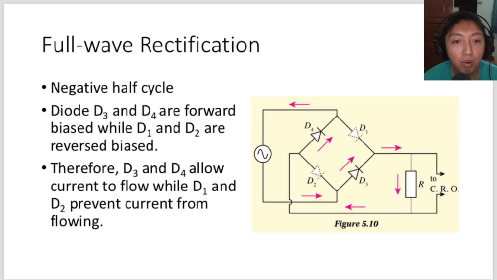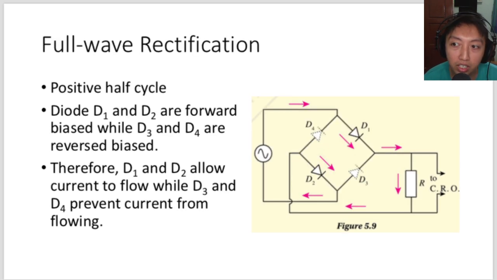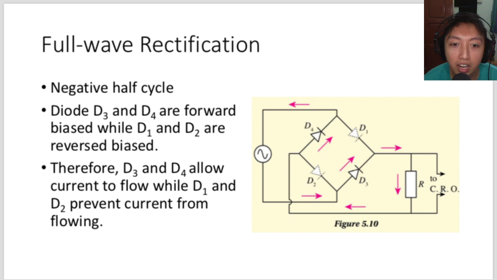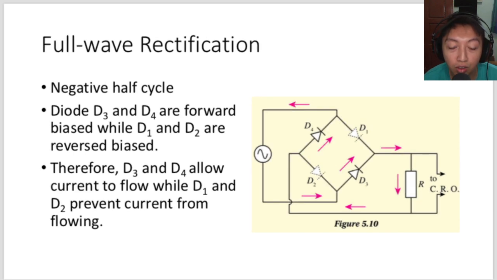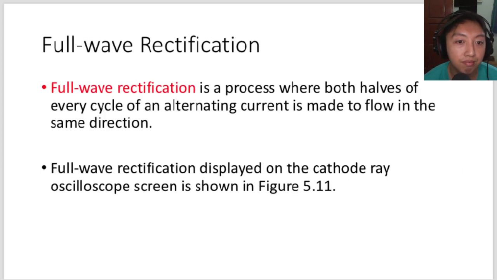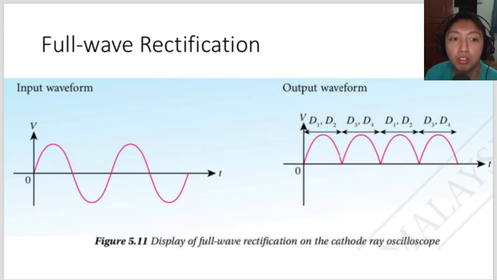And so no matter what direction the power supply is applying, there's always the same current flowing through the resistor. So basically by creating different roads and controlling the directions, you can create a current that only flows in one direction. Pretty clever. So you end up where both halves of the cycle are made to flow in the same direction.